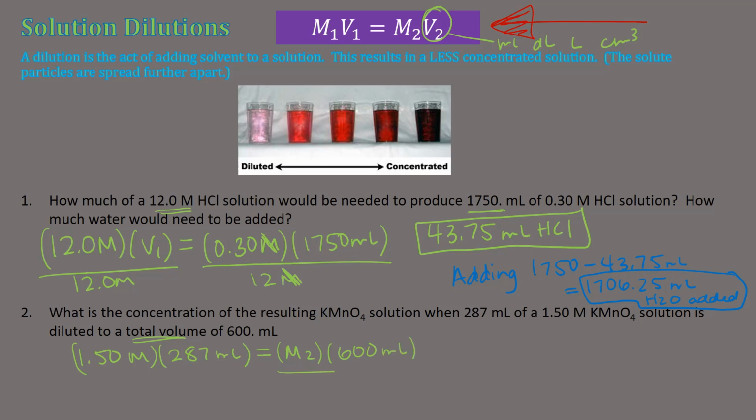Then I'm going to divide both sides by 600. And M2 ends up being 0.7175 molar. All right, that's it, guys.